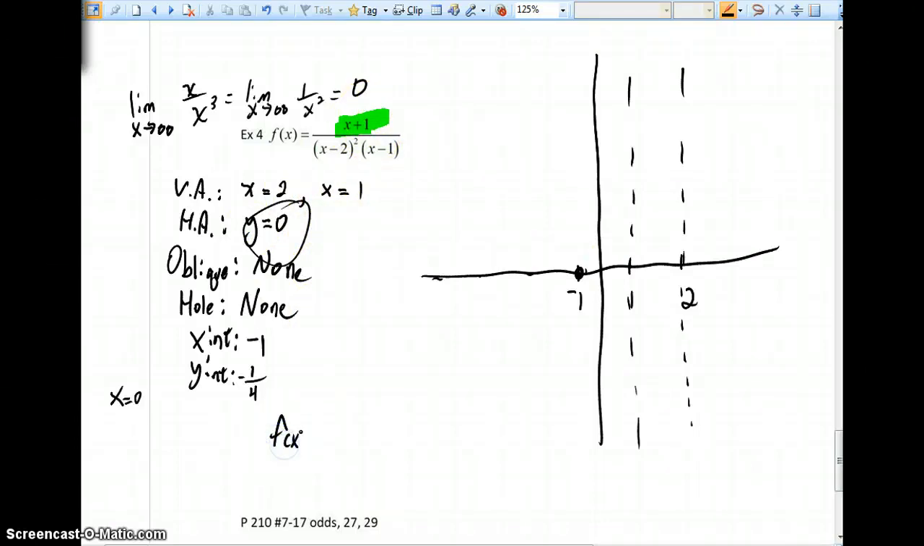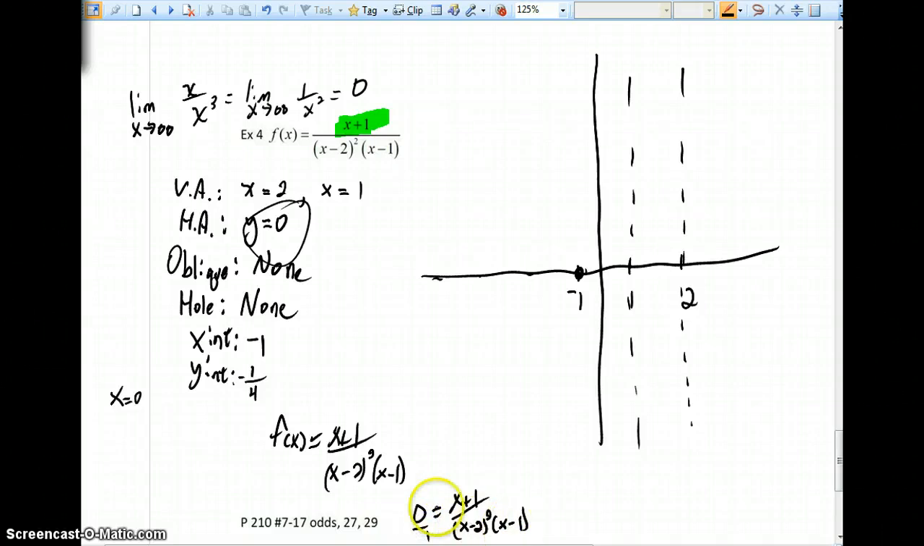Look, here was our f of x equals x plus 1 all over x minus 2 quantity squared times x minus 1. If I were to let the left side equal 0, and if I cross multiply, look what's going to happen. You can rest assured that as we cross multiply, you would just have x plus 1 equals 0. Solving, we'd get x equals -1. That's the only x value that we're going to have where we will cross that horizontal asymptote. So good news there. Y-intercept, well, it looks like we're going to be over here at -1/4.